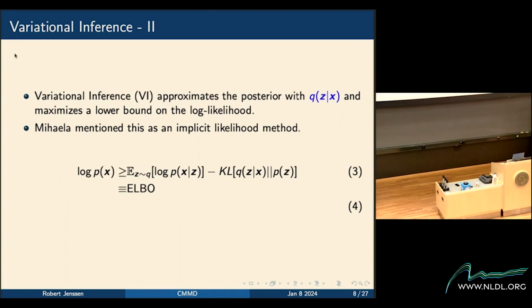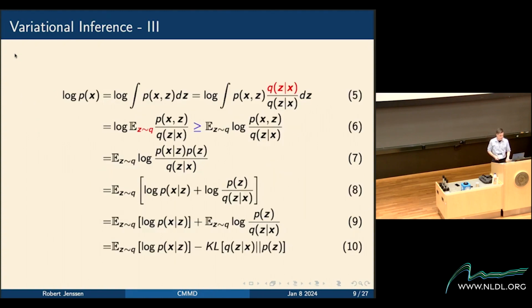And then the other one basically says that this proxy distribution q of z given x, we want it to be close to some prior distribution for our latent variable, p of z. So the KL here means the Kullback-Leibler. Where does this come from? Let's try to look at this.